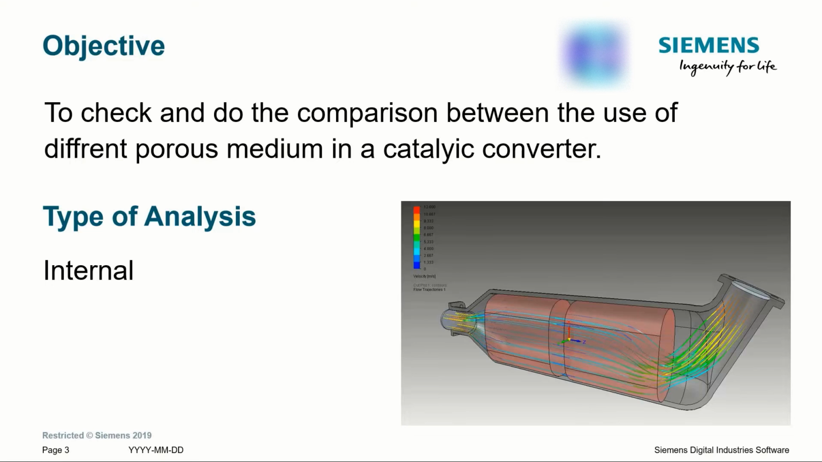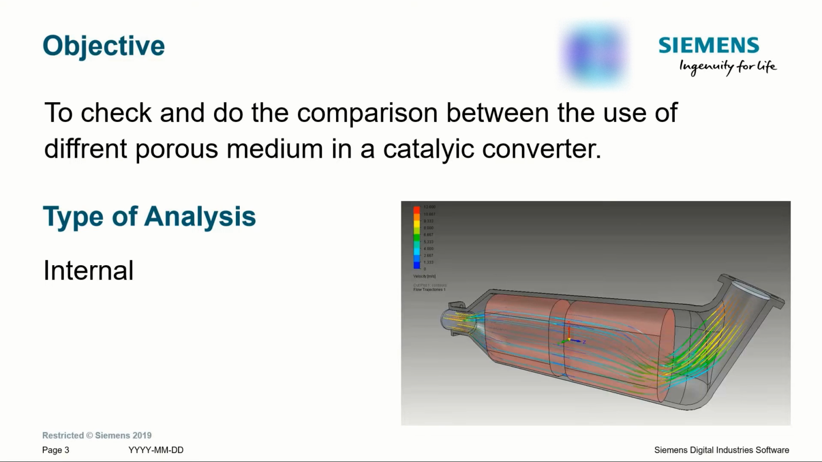The porous media capability of FloEFD is used to simulate each catalyst, which allows you to model the volume that the catalyst occupies as a distributed resistance instead of discretely modeling all the individual passages within the catalyst, which would be impractical or even impossible.